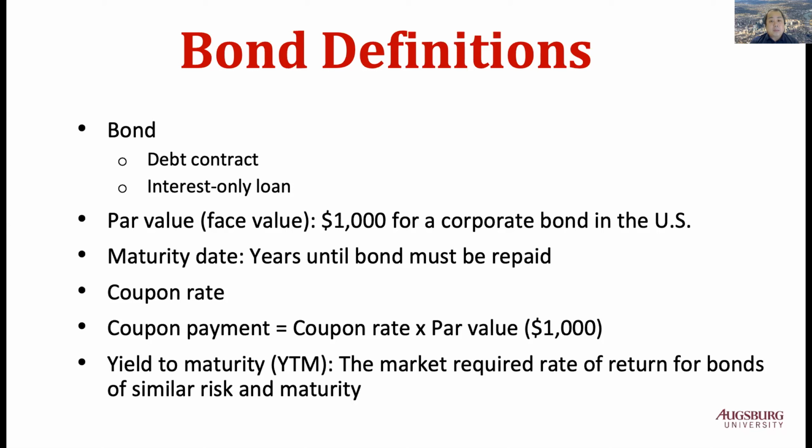The periodic payments that a company makes are called the coupon. The amount of coupon payments is determined by the coupon rate. Coupon rate is predetermined when a bond is issued. The amount of coupon payments equals the coupon rate times par value, which is $1,000.